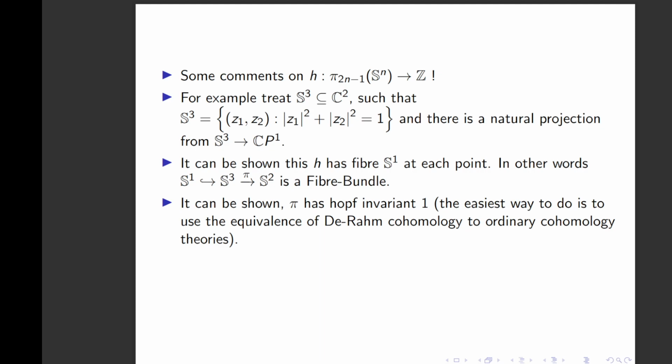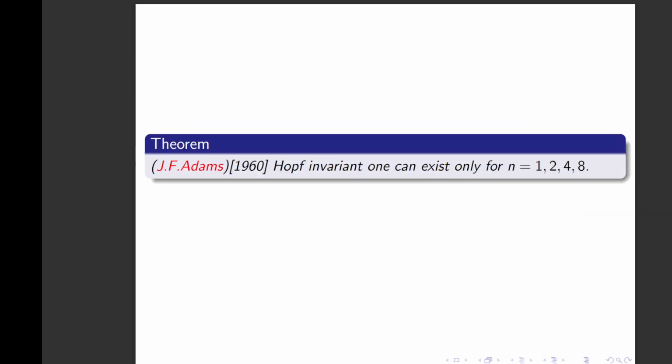Since I have already said that every ordinary cohomology is the same, the de Rham cohomology will also be isomorphic to the singular or simplicial cohomology. Now we arrive at the question: for which n is this Hopf invariant one? Adams has a very good paper, I forgot the name of the paper. There he proved that Hopf invariant one can exist only for the case of n equal to 1, 2, 4, and 8.